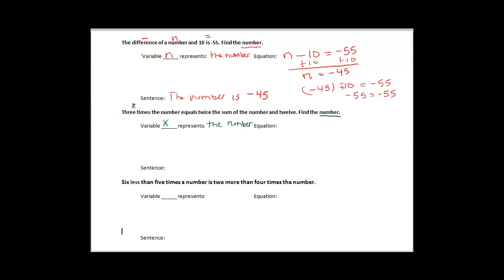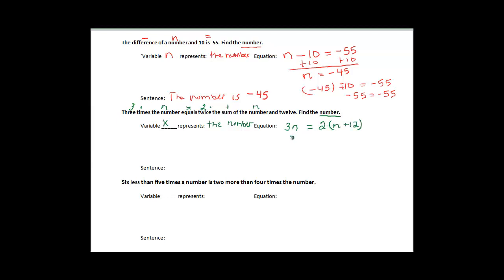So we have 3 times the number equal, that's obvious what you're going to translate that one to, twice the sum, so 2 times the sum of the number and 12. This is kind of tricky, but let's just take it one step at a time. 3 times the number, so that's 3n, equal, then twice means 2 times, but 2 times what? 2 times a sum. So that means we need to have a parenthesis so that we can contain our sum. And the sum is going to be the number and 12. So now we're ready to solve.